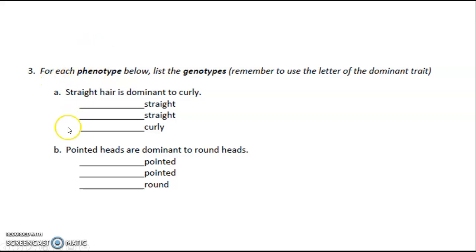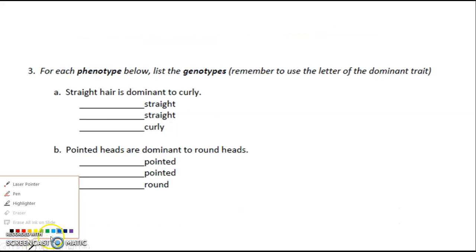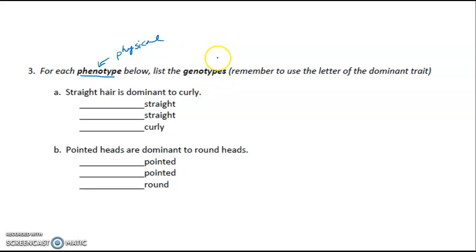And then this is number 3. What they've done is they've gone the opposite direction for each. Let's go back. Okay, for each phenotype, now list the genotype. So phenotype, they're giving us the physical trait, and we have to figure out the genotypes. So if straight hair is dominant to curly, for straight hair, I'm going to use capital H, and for curly hair, I'm going to use lowercase h. So for straight hair, I can have 2 dominant. I can have a dominant and a recessive. And then for curly, they both have to be recessive.